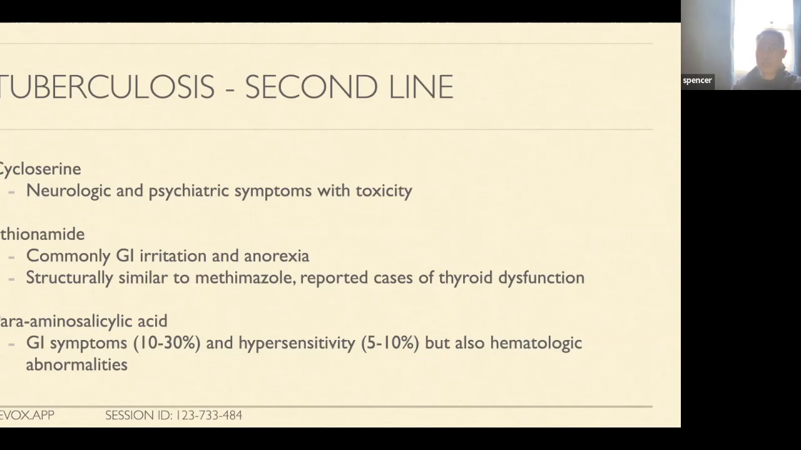Para-aminosalicylic acid is a drug that's incorporated into the folate pathway. It's a highly effective but also toxic medication, and adverse effects develop in as much as 10 to 30% of patients. They might involve GI symptoms like nausea, vomiting, diarrhea, sore throat, and hypersensitivity reactions, usually in a lower percentage, like 5 to 10%. These might involve things like high fevers, rash, and arthralgia. You can also see hematologic abnormalities like leukopenia, agranulocytosis, eosinophilias, thrombocytopenia, and acute hemolytic anemias.